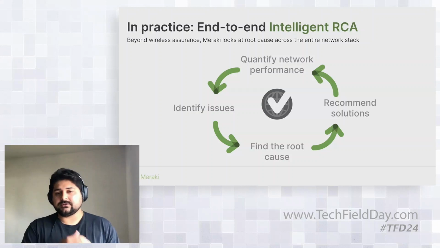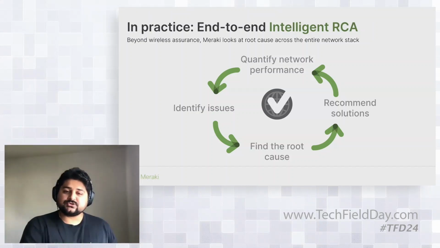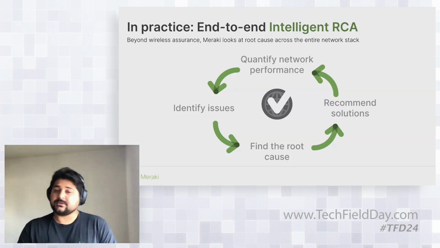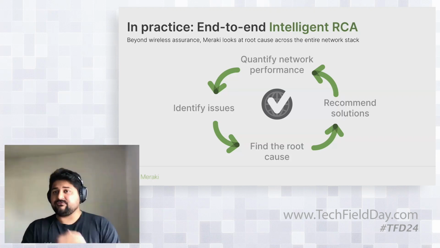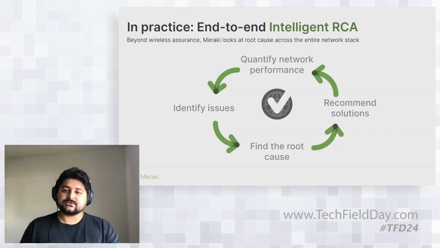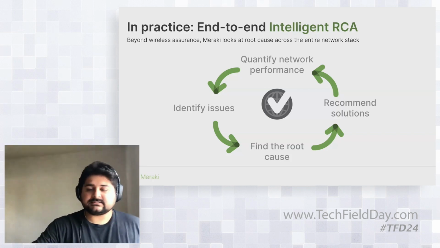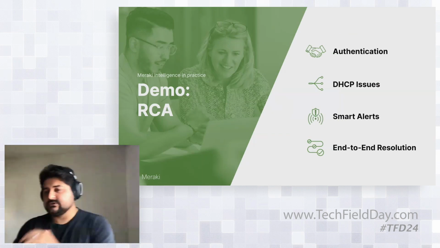All right. Thank you. So before we go into the demo, I think it's a cycle when we talk about RCA, where you start to look at the network performance, which leads you to identify issues. You do the root cause analysis, and then you recommend solutions. And once anything is implemented, you go into the next phase to quantify the network performance. And with that, I'll try to transition over to the demos.